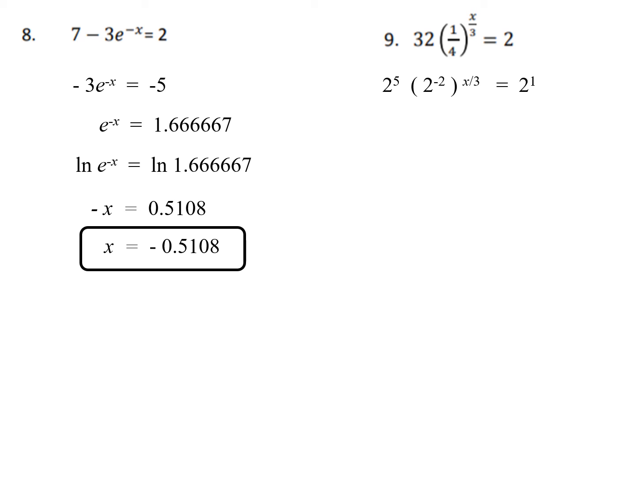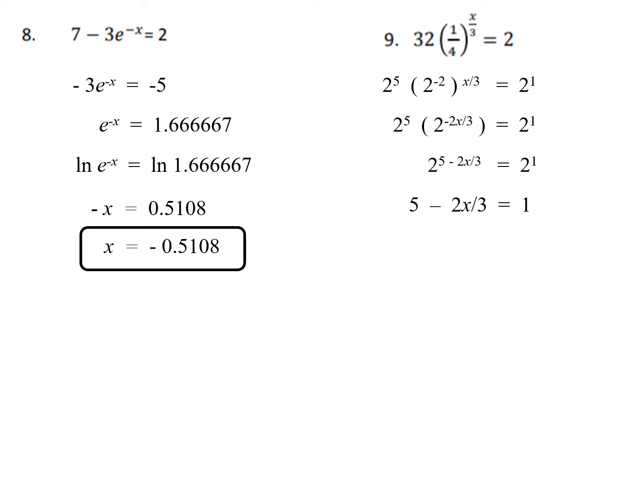First of all, I'm going to do this by multiplying: 2 to the -2 to the x minus 3 is 2 to the -2x over 3. And then 2 to the 5th, and times 2. I'm going to add these exponents. So I get 2 to the 5 minus 2x over 3 equals 2 to the 1st. Now I have the same bases, so I can equate the exponents.